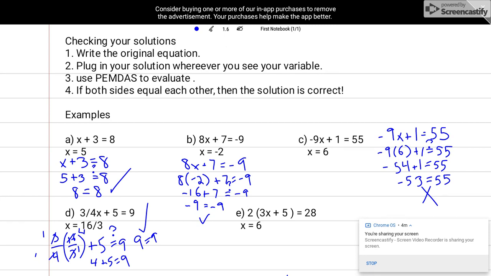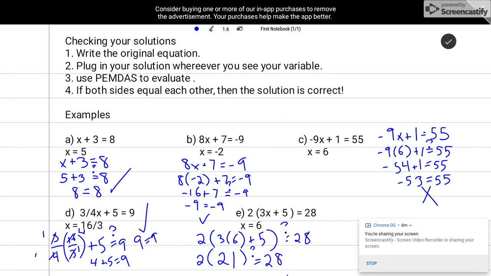And our very last problem, we have E here. So again, like problem D, I'm going to jump right into substituting. 2 times (3 times 6 plus 5). Yes, you can have a set of parentheses in a set of parentheses. Equals 28. I want to know if that's true. So follow your PEMDAS. 3 times 6 is going to give me 18. 18 plus 5 is going to give me 23. And I want to know if this whole thing is going to equal 28. 2 times 21 equals 42. So this is not a true solution.